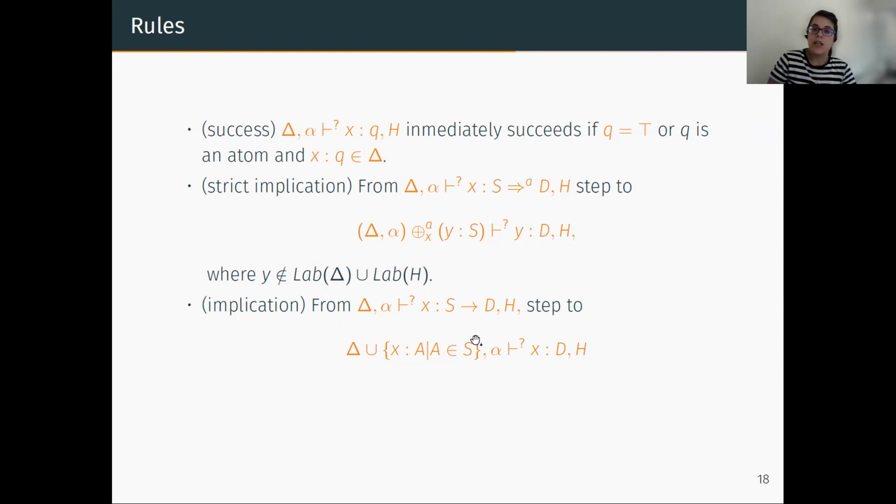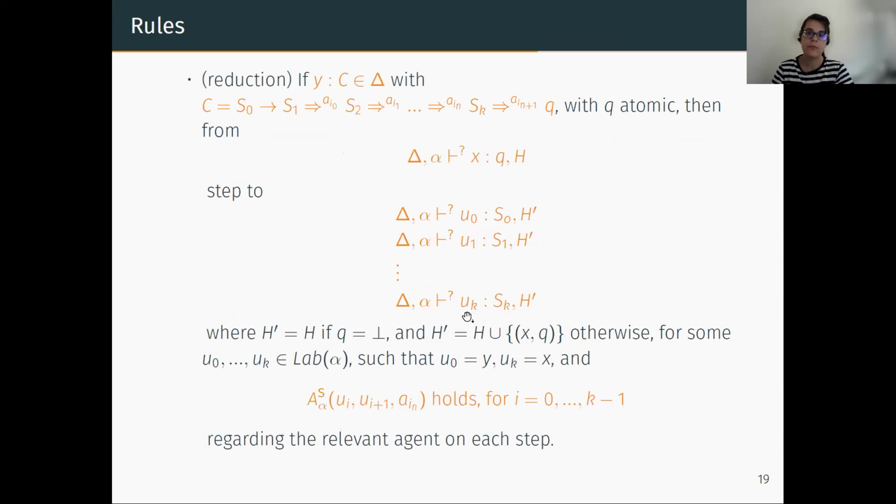For the implicational rule, this is the same as the basic case. We put the antecedent on that state in the database, and we ask for the consequent. We ask for the consequent, but we don't change labels here because we are asking for a material implication.